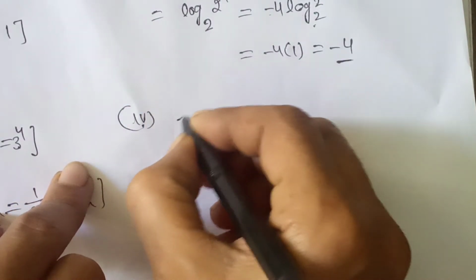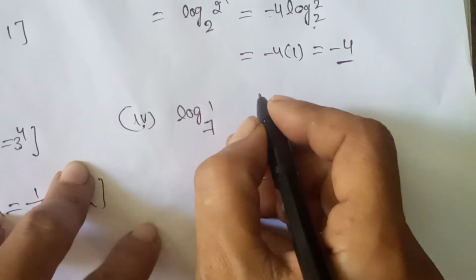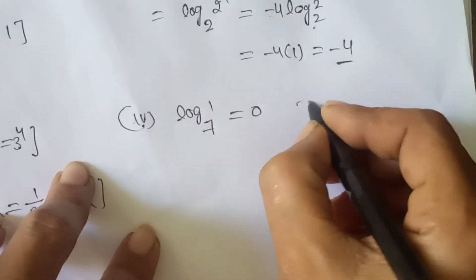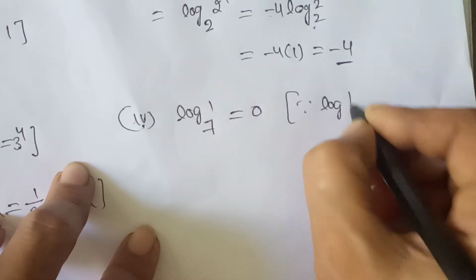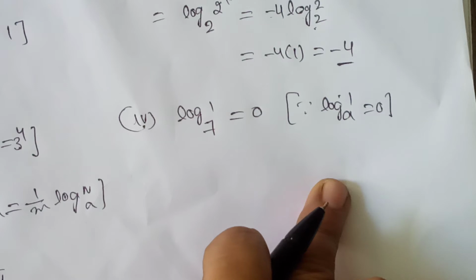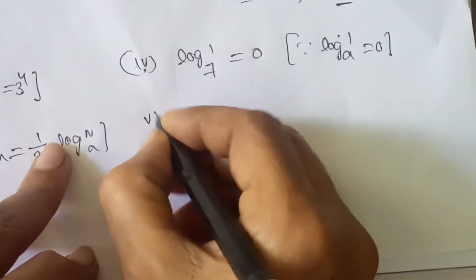Fourth question, log 1 base 7. Log 1 base 7 is the value 0. What is the formula? Log 1 base a is equal to 0. Okay, next problem.